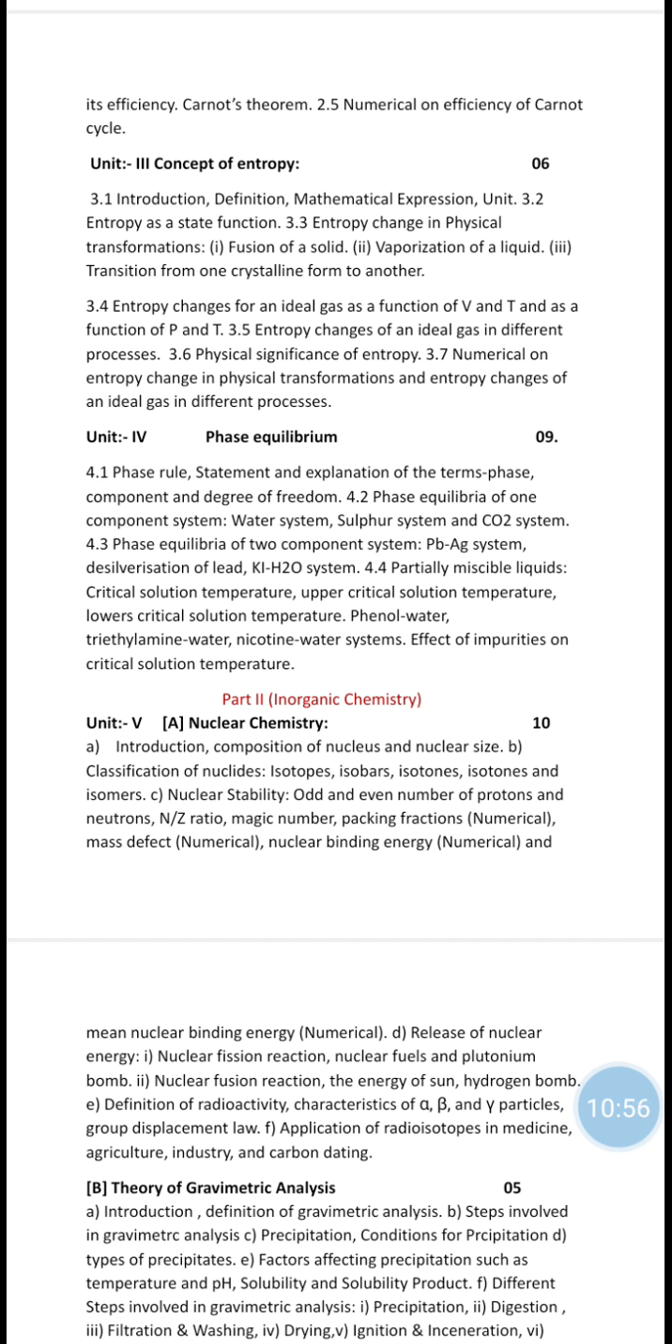After this we will see some properties of partially miscible liquids, that is critical solution temperature, upper critical solution temperature, lower critical solution temperature, and some phase equilibria such as phenol-water system, triethylamine-water system, nicotine-water system. All those systems can be studied in phase equilibria. And the last point of this unit is the effect of impurities on critical solution temperature. It means how the critical solution temperature varies with addition of impurities in the solution.